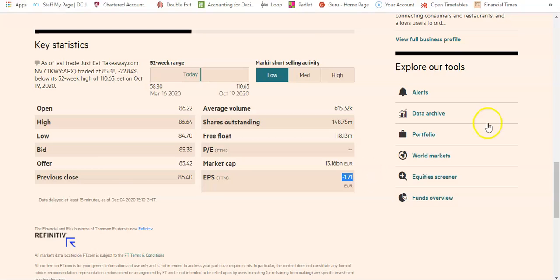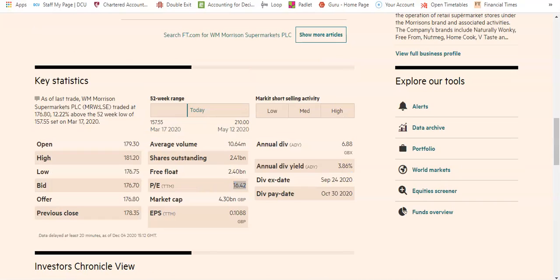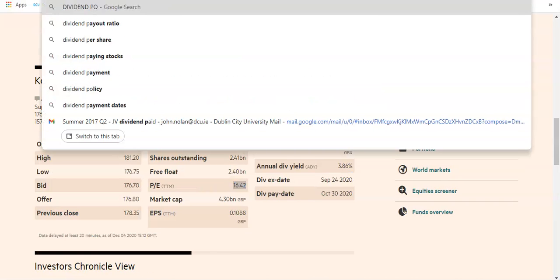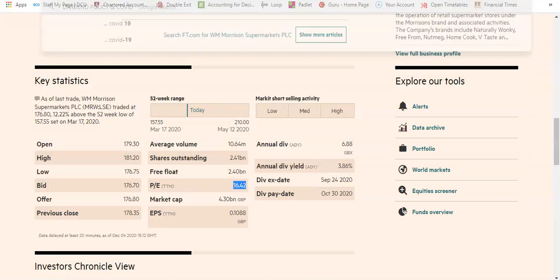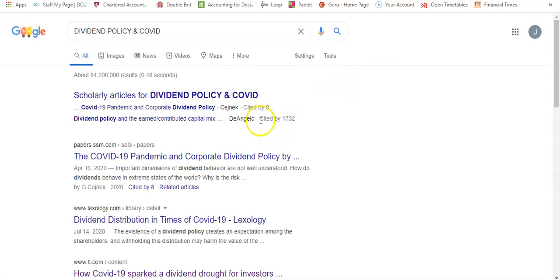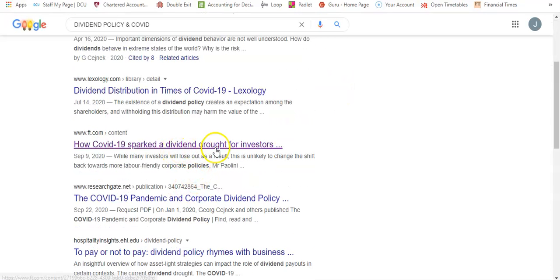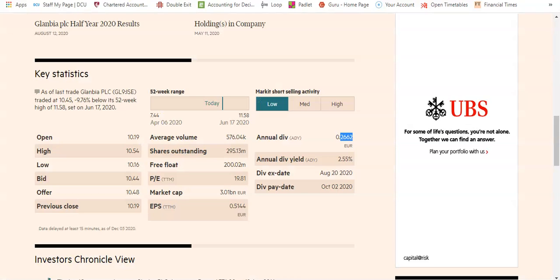If you are interested in that, have a look at all the headlines in the Financial Times on dividend policy and COVID. There were huge changes, where a lot of companies had to cut dividends, which sparked a dividend drought for investors because they had no cash. The banks had to cut dividends because the regulator told them to hold the money. We didn't know what was going to happen, and a lot of companies just had to pull the plug because they couldn't know where the cash was coming from. So remember, dividends are optional. You don't have to pay them.